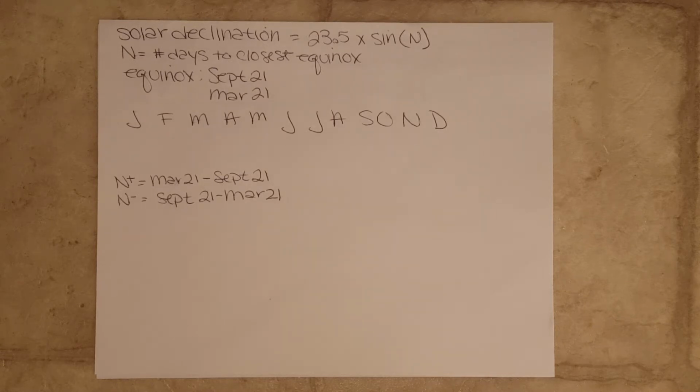And so a lot of times what we just want to find out is on a given day during the year, where is that place? In case you are curious or want to go. And so there's a couple of things that we need to figure out so that we can put them into the equation. So here at the top, you'll see I have the solar declination equation. It's 23.5 degrees times the sine of n. Okay, n is going to be the number of days to the closest equinox.